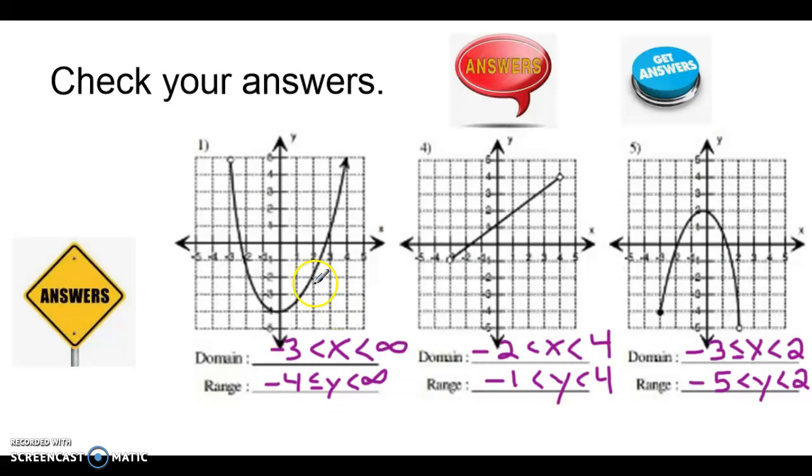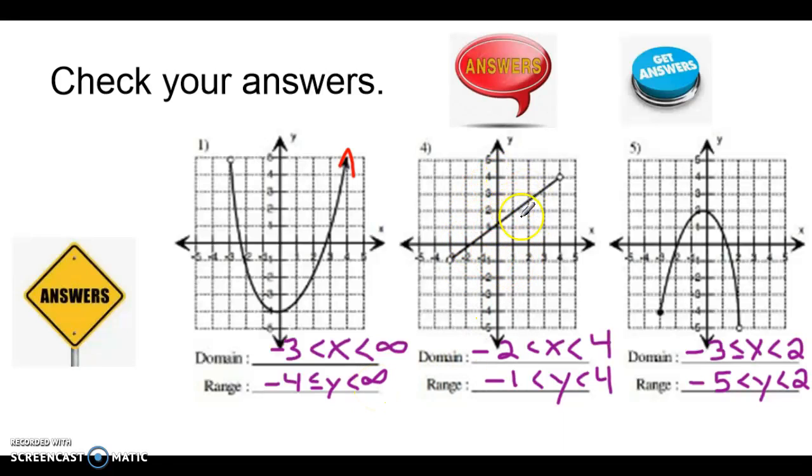Okay, so here we are. Here are the answers. So this one, as I'm looking at it, we notice that for x it goes between -3 and infinity, because this keeps going side to side. And then up and down, the lower bound is -4, and this has an arrow here, so that's kind of a tricky one. It actually goes to infinity.